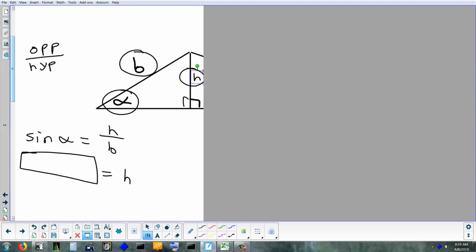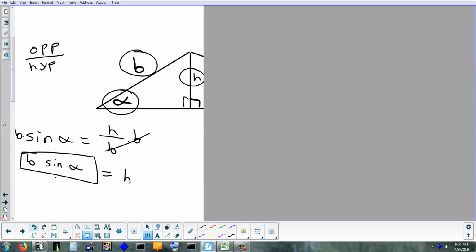What would you do? You would multiply both sides by B. Times B, times B, and there you go. Now you've got H by itself on the right, and you've got a formula. So the formula to find the height of the triangle on the left, you've got to know two things. You've got to know the angle, and you've got to know B. And if you know both of those, fill them in, and you can find the height. Questions on that?